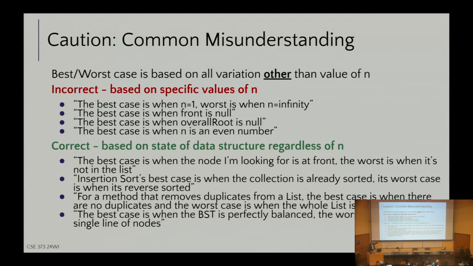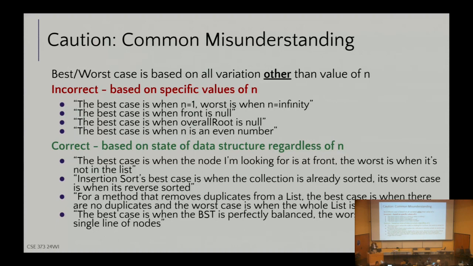So here are some other examples of case analysis. Insertion sort, we're going to talk about that. That's a sorting algorithm that as it moves through things, when it finds something out of order, it moves it. So if you give it an already sorted list, it just kind of runs through and confirms it's sorted. So its best case is an already sorted list. Its worst case, having to do the most movements, is a reverse sorted list. Doesn't matter how many things are in the list. It's about the structure of the data within it.